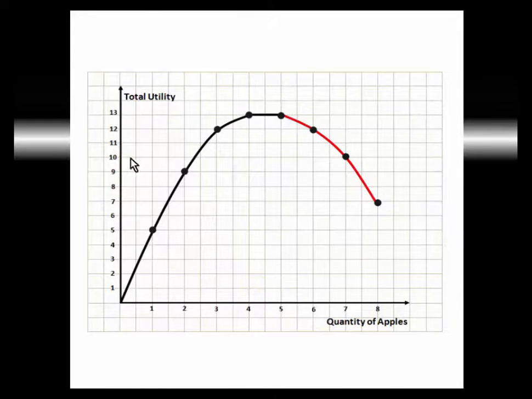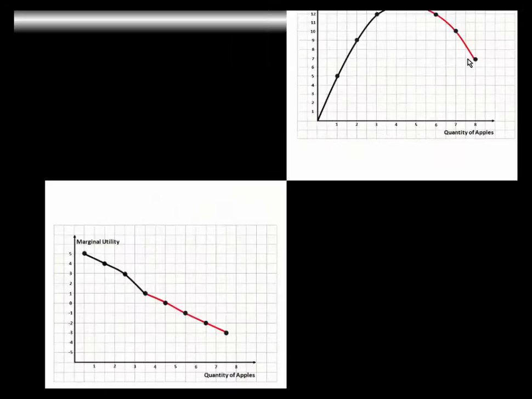The next thing we want to do is to chart out utility and marginal utility. Along the vertical axis, here we have total utility. And then along the horizontal axis, we have quantity of apples. As you can see, at the first apple, they had 5 utils. Second apple, they had a total of 9 utils. Third apple, they got 12. Fourth apple, 13 utils. Fifth apple, they still had 13 utils. And then utility starts decreasing. So this area is our diminishing marginal utility area.